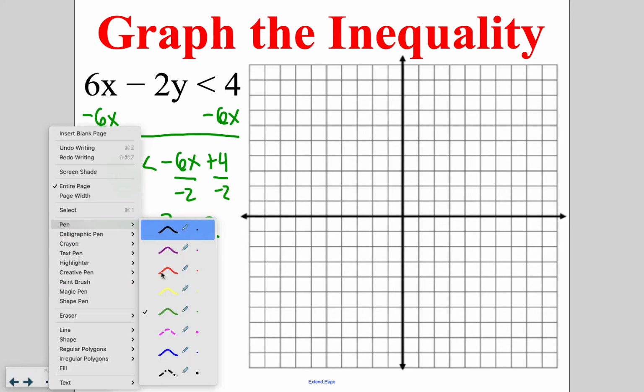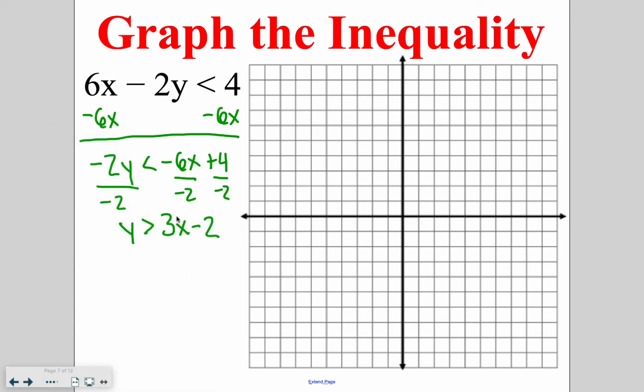So I've rearranged so that my equation is in y equals mx plus b format, except for there's no more equal sign. So I'm going to go ahead and pull out my y-intercept now. So at 0, negative 2. And then my slope is 3 over 1. So up 3 and right 1.